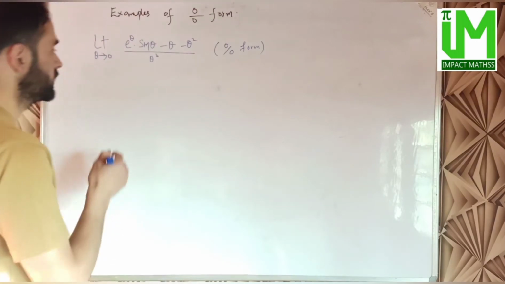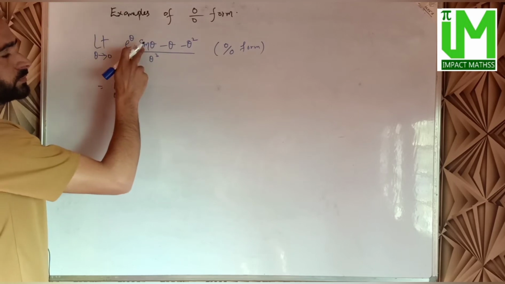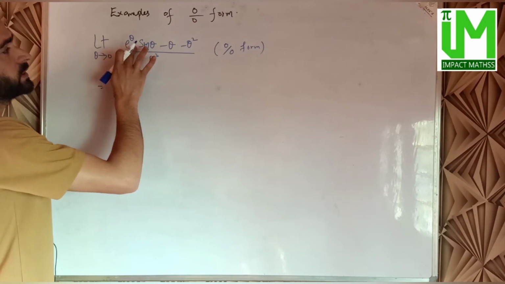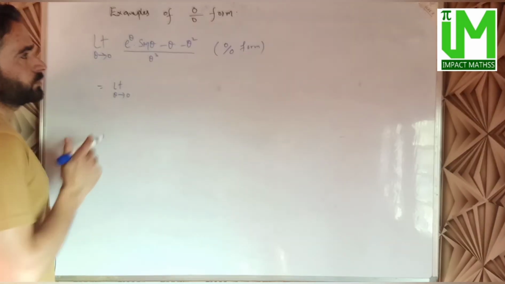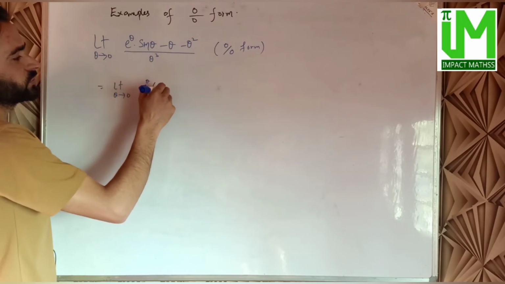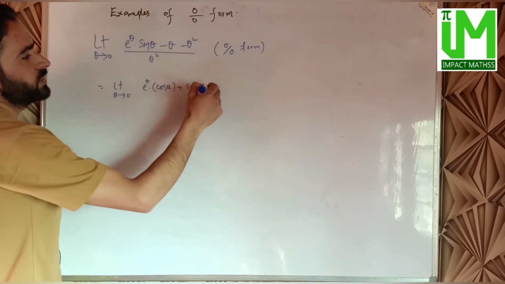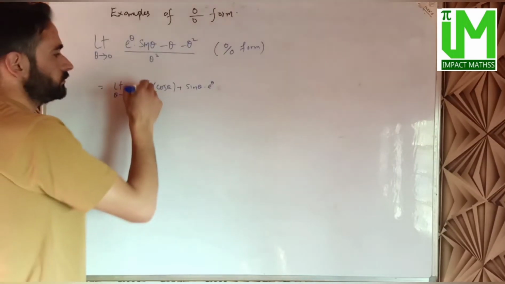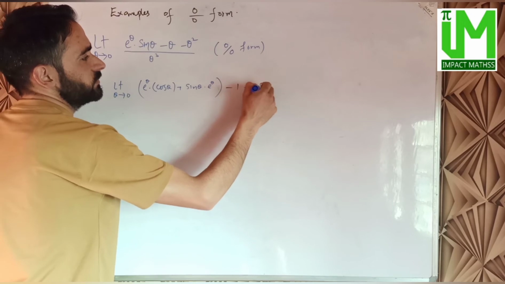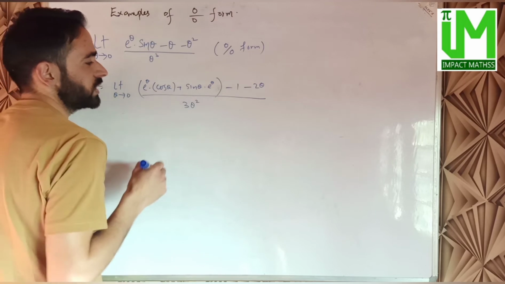So therefore by L'Hopital's rule, the limiting value will be limit theta tends to 0 of the derivative of the numerator divided by the derivative of the denominator. But e to the power theta into sin theta will be differentiated by the product rule. So e raised to the power theta will be left out, and sin theta differentiates to cos of theta, plus sin theta will be left out into e to the power theta, minus the differentiation of theta square, which is 2 theta, divided by the differentiation of theta cube, which is 3 theta square.